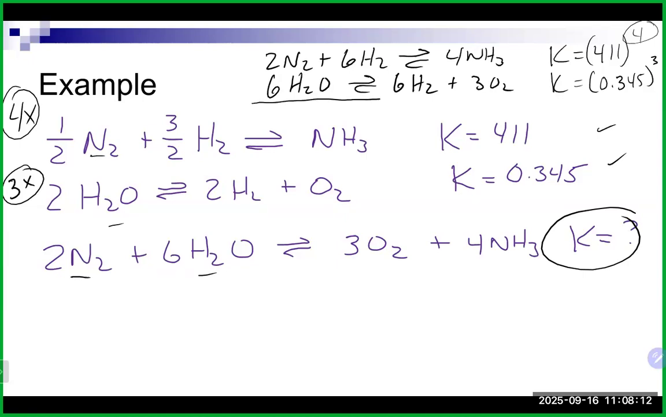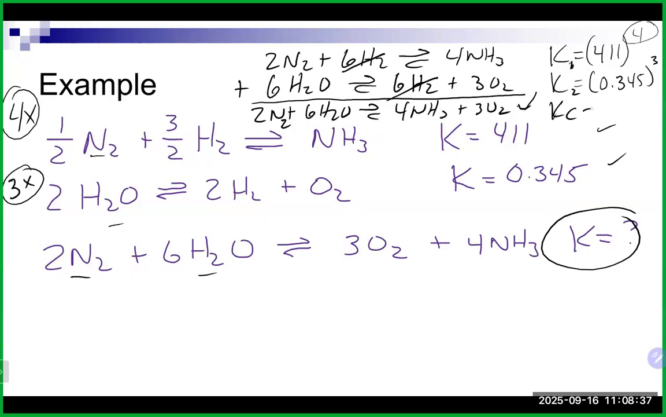Now, if I did this correctly, we should end up with that equation. So we're going to add these together. The H2s should cancel, and I think that is it. So that will leave us 2N2 plus 6H2O goes to 4NH3 and 3O2. So it does look like we did good on the equation. Let's call that K1 and K2. So the Kc for this would be K1 once again times K2. So I'll come down here and do that. So that's going to give us K1 to the fourth power.